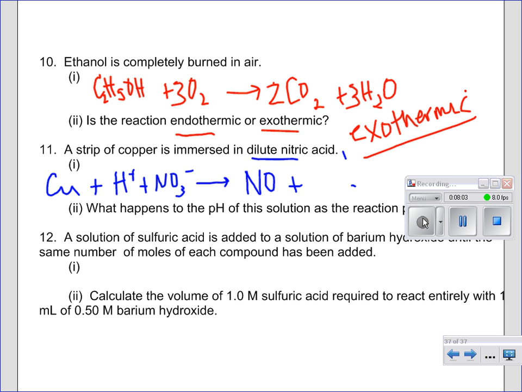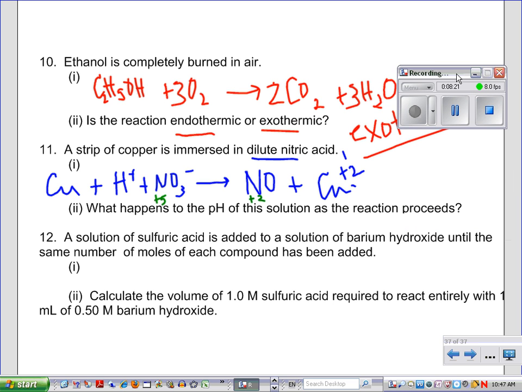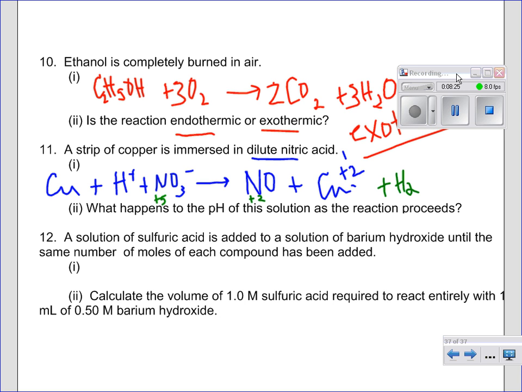So that makes NO. So what happened to the N's oxidation state? It went from a +5 to a +2. So that went down. What can I make go up? Copper can then go to +2. And then what should I do? Add some water. We're not going to waste the time right now, but it is all balanced on your answer key online. I don't want to deal with it.